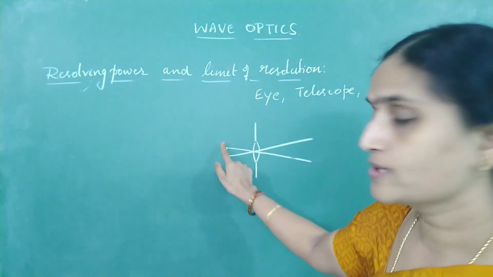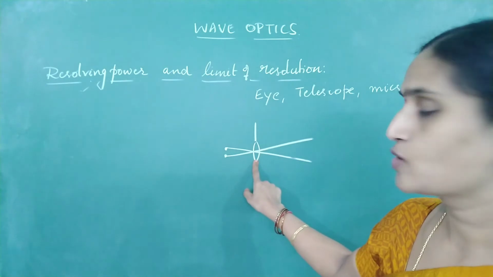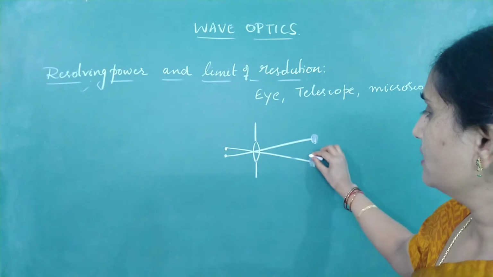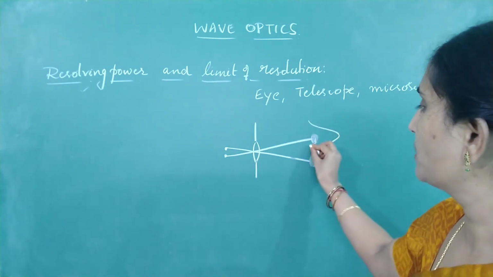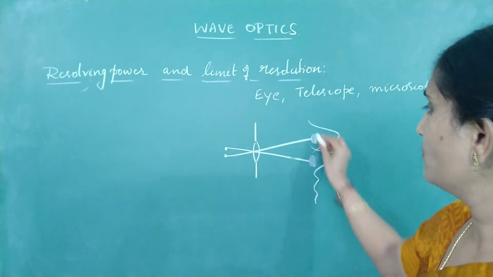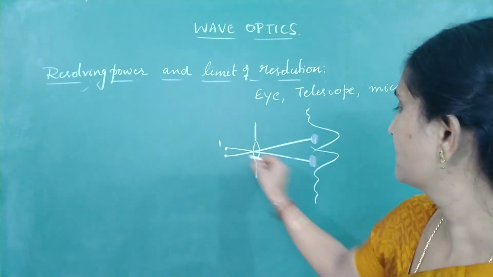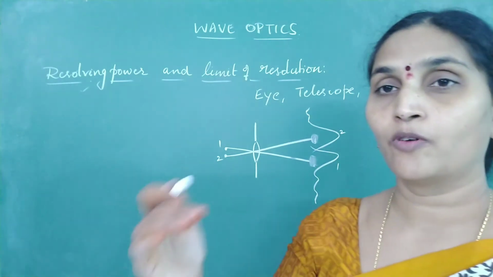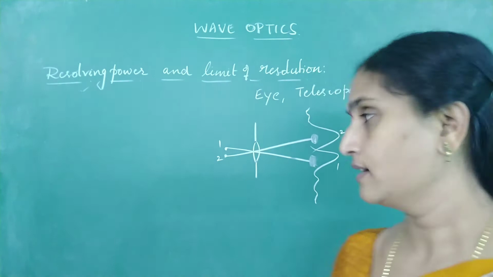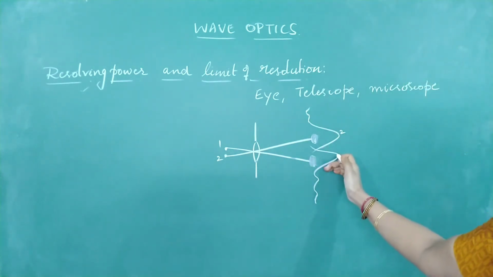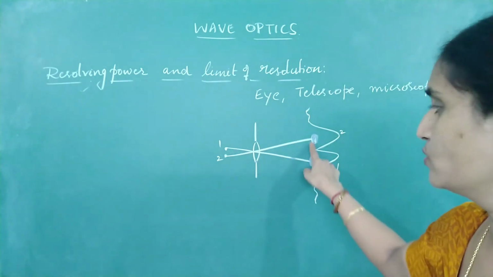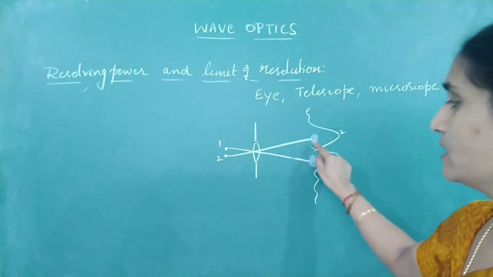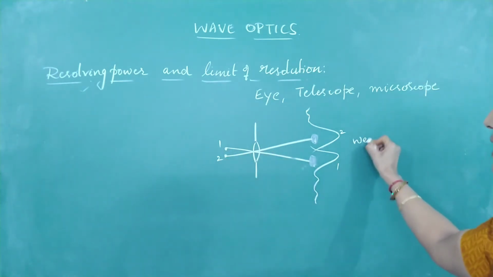If 2 objects are closely spaced and this optical instrument is going to produce diffraction patterns such that the 2 central maximas are well separated. Okay, this is the diffraction pattern of the first object and this is the diffraction pattern of the second object. So if they form diffraction patterns such that they are well separated from each other and you are in a position to see them as 2 different point objects, then we say that the 2 objects are well resolved.